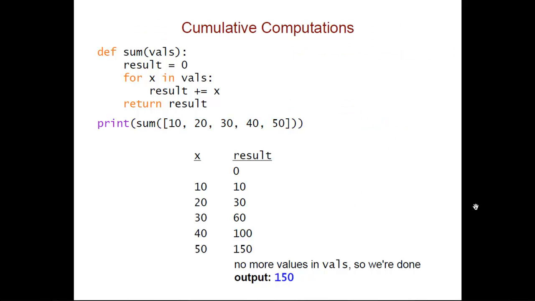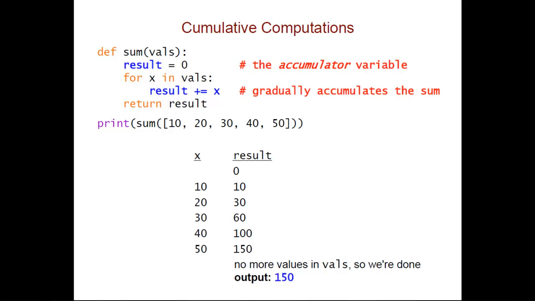Now this is what is known as a cumulative computation, what we did with our loop. And result, that variable, is referred to as the accumulator variable because it's going to gradually accumulate or build up whatever it is that you're trying to compute. And then you can see here that the way we're doing that is by using a loop, and inside the loop we add one value at a time from the list to that accumulator variable. And we saw how that worked for our example.